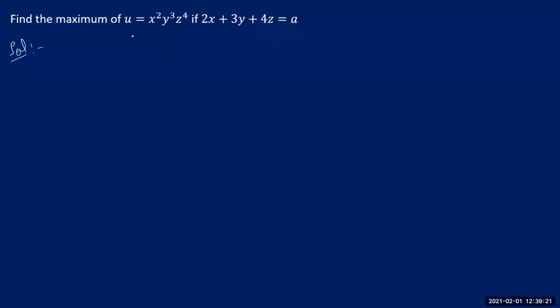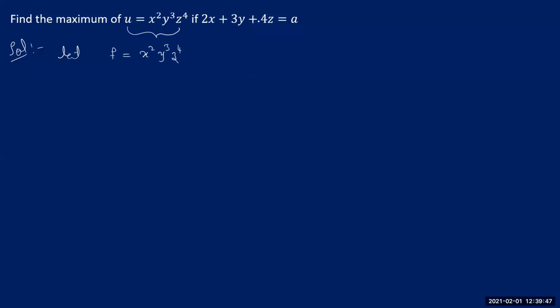Now see, you are trying to maximize this function. For my convenience, because I'm habituated to f, though it is given as u here, I'm just taking that function as f. F is equal to x square y cube z power 4. If you want to continue with u, it's up to you, but for my convenience, I'm just taking it as f.